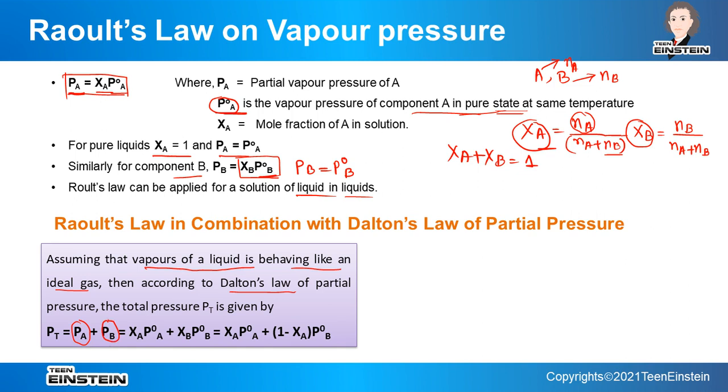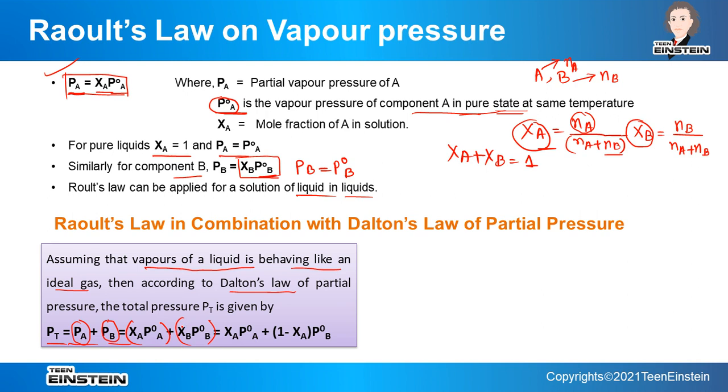Here we have two components, but suppose there is a mixture of A, B, C, D, then P total equals PA plus PB plus PC and so on. In this case it is a binary mixture, so we have only two components. So if we add the partial pressure of A and the partial pressure of B, we will get the total pressure, which is PT. Now from Raoult's law, we have already seen that PA is equal to XA into P naught A. So we will put this value in place of PA and XB into P naught B in place of PB.